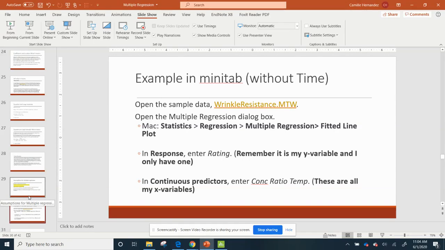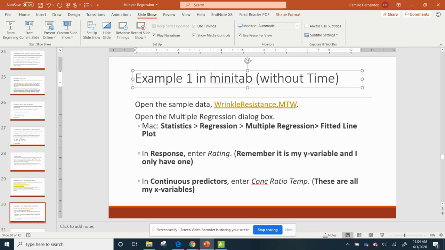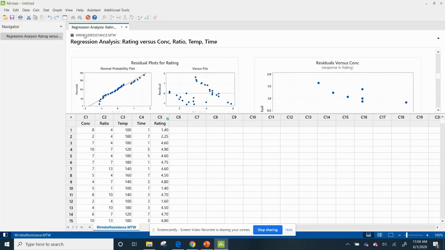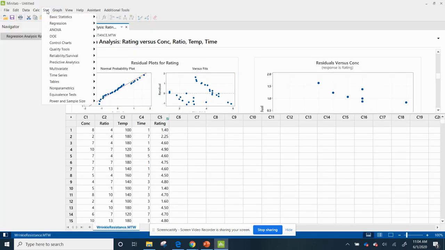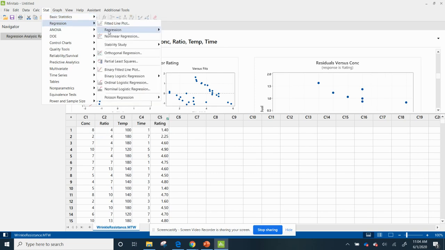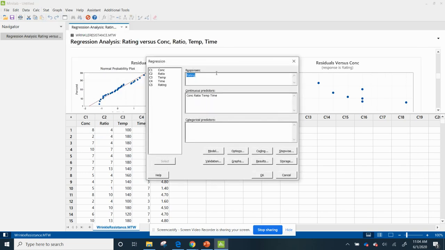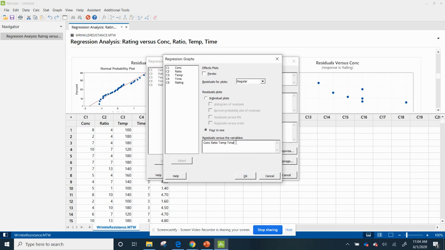Okay, so now I'm going to keep going and I'm going to do example 1 in Minitab without time. Why am I going to get rid of time? Because remember, in the previous video, I showed that it wasn't significant. So I'm going to go back here, go to Minitab, then go to Stats, Regression, Fitted Regression Model, and I'm going to get rid of time. Everything else is going to be the same. I'm going to keep my graphs the same, except I'm going to get rid of time here because I don't need it anymore because I kicked it out.